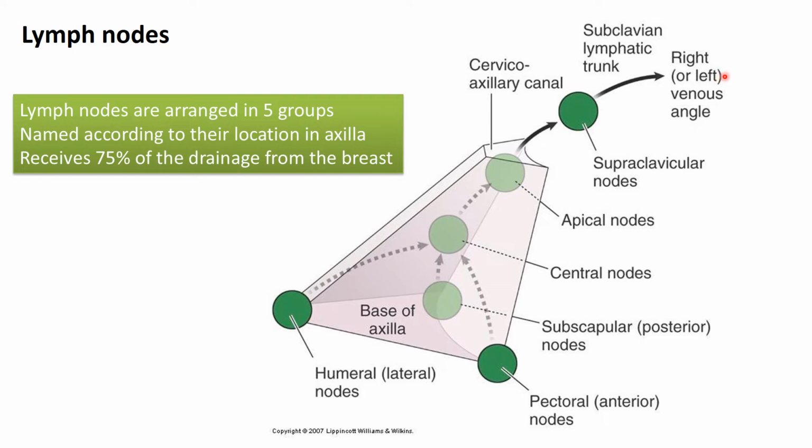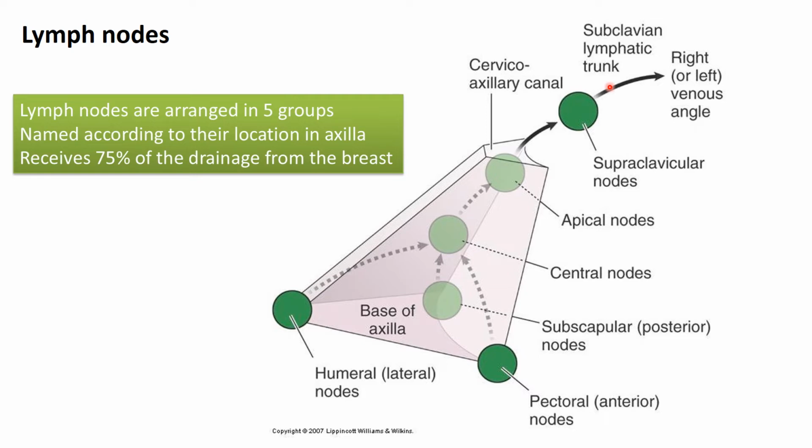Okay. Again, there are 5 groups of lymph nodes. They are named according to their location in the axilla. Again, they are the lateral nodes, the anterior nodes, the posterior nodes. They all converge into central nodes. Central nodes drain into the apical nodes, that via the supraclavicular node form the subclavian lymphatic trunk, and eventually they drain into the venous system.